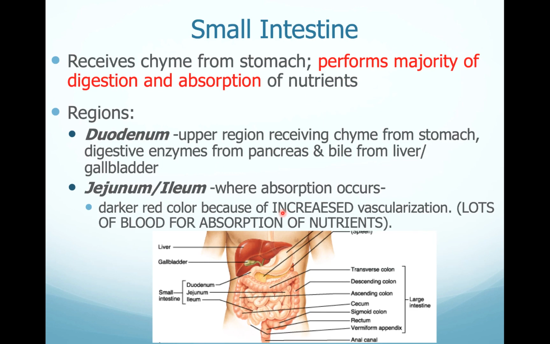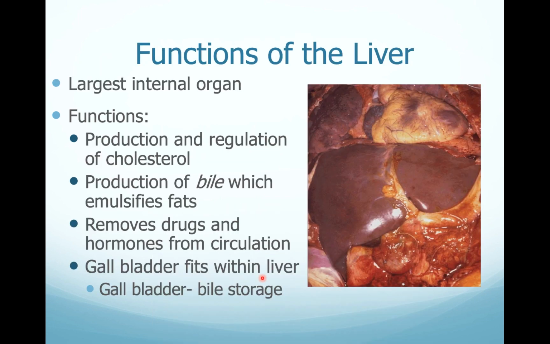So let me go back a slide. You see the stomach here? The stomach goes into the first part of the small intestine, the duodenum. The duodenum, you see that the liver and the gallbladder connect at the duodenum. And the pancreas, this yellow organ, also connects to the duodenum. So right now what we're going to do is talk about the liver, the gallbladder, and the pancreas and give you their functions so you know how important they are.